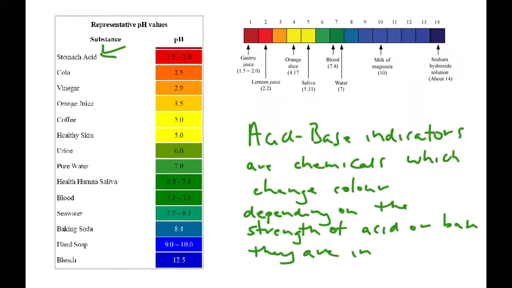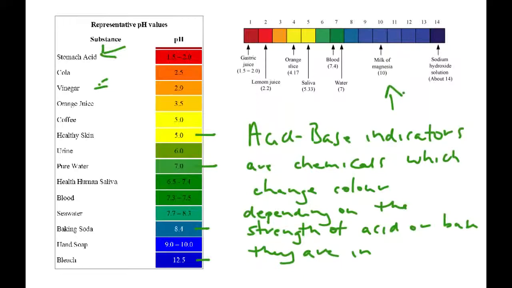Look at something like vinegar, a slightly weaker acid at 2.9. Orange juice has a pH of 3.5. Healthy skin has a pH of about 5. Pure water is neutral, it's neither acid or base, it has a pH of 7. Look at something like baking soda, it has a pH of 8.4, so it's slightly basic. Something like bleach is a very strong base, has a pH of 12.5. And there's a few other examples up here.